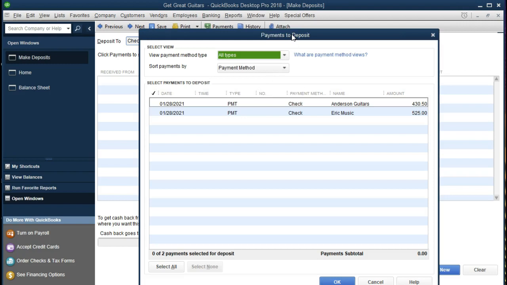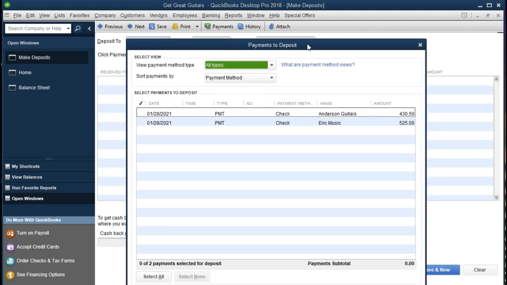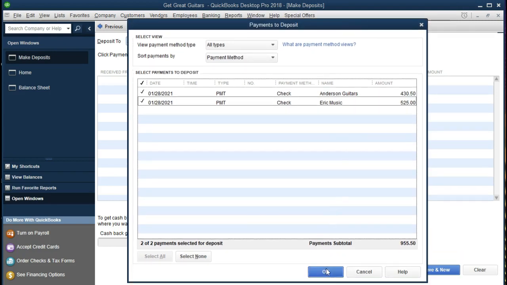Now, if there were nothing outstanding, we would just have this window, and it would not indicate that we have anything outstanding to deposit. We can enter a deposit directly into that window, but this window is showing us that you've received payment for a couple of things, and that you should have them somewhere in your office, like in a desk drawer, that you need to go to the bank and deposit. We're going to say that is true. We're going to check those both off. Those are the two payments we've received in the mail, the 430.50 and the 525. Those are them, and we're going to say OK.